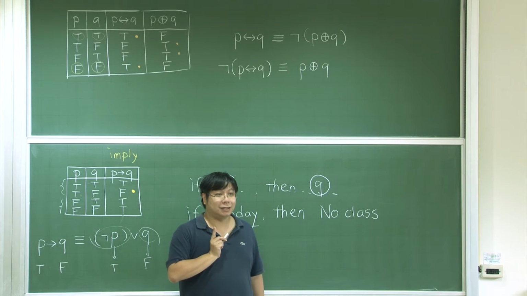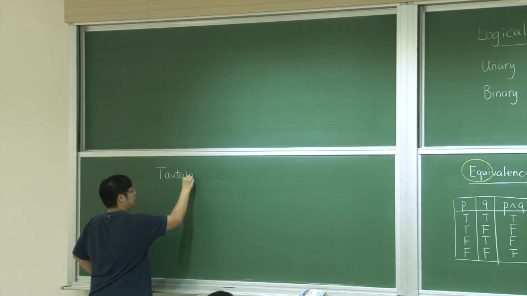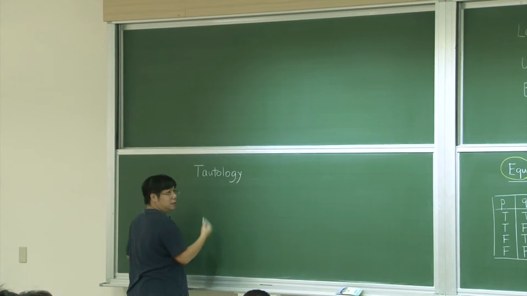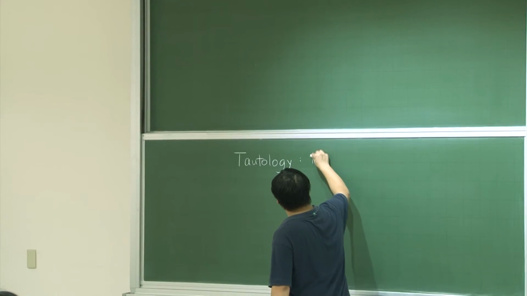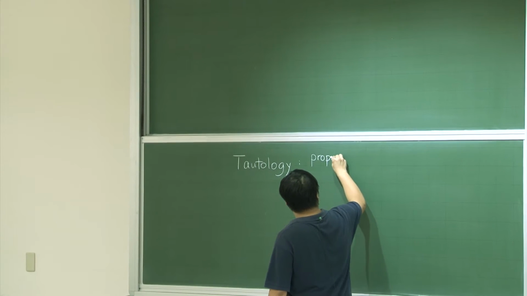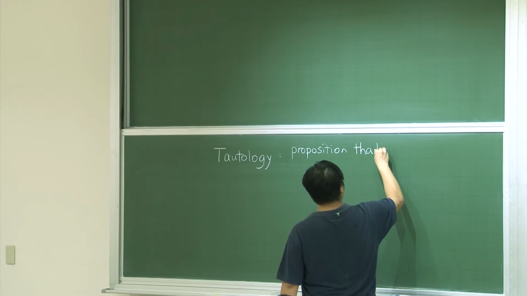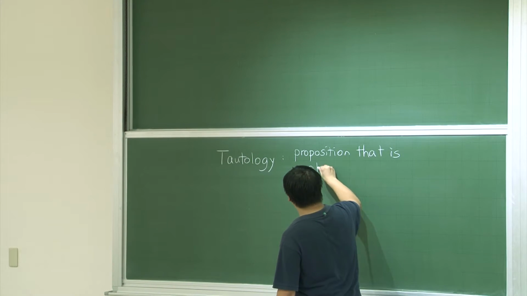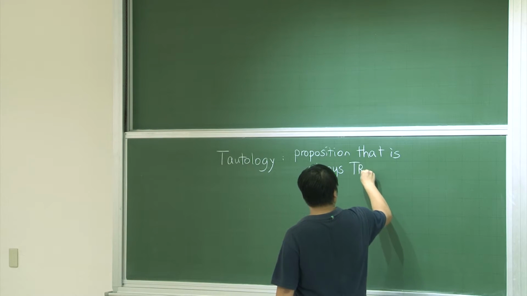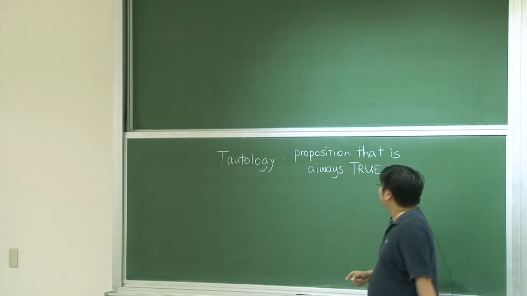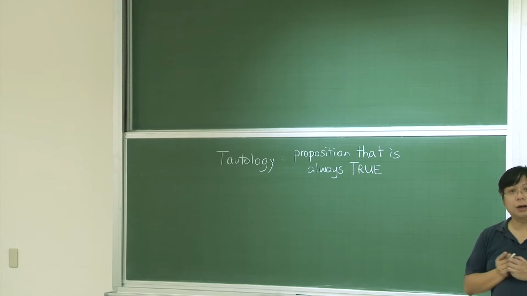Is that okay? This English word, tautology. Tautology is what? It's a proposition that is always true. If a proposition is always true, we call it a tautology.